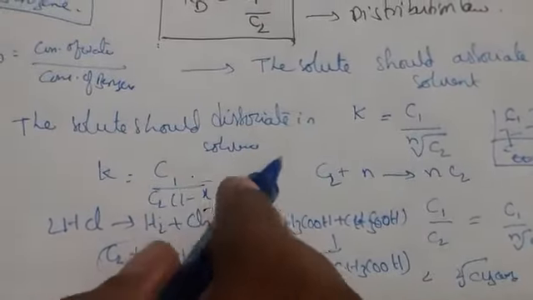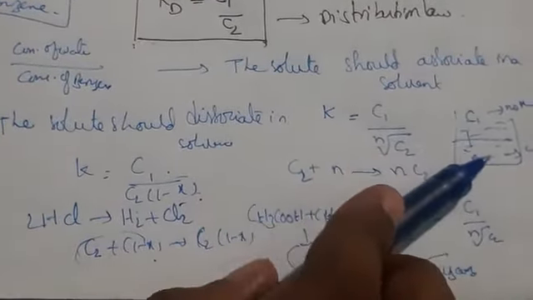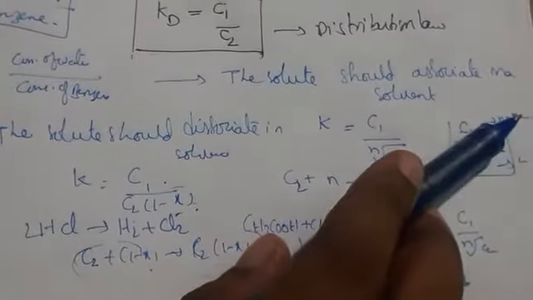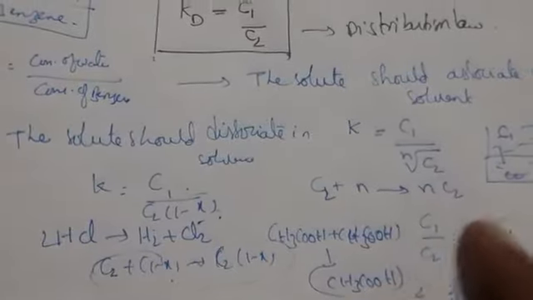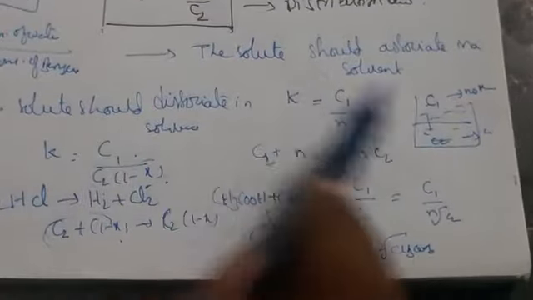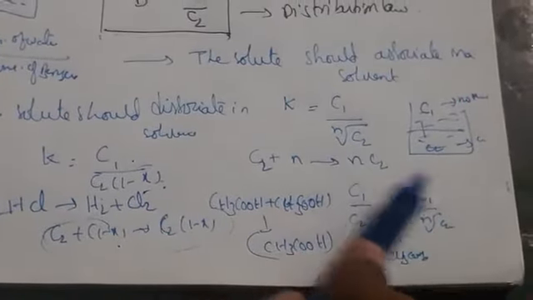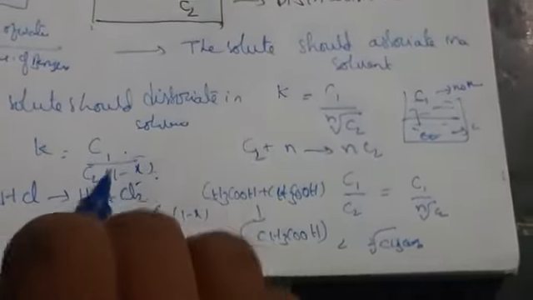So what is happening? The solute you are taking between phase 1 and phase 2, there is no change in phase 1, but there is a change in phase 2. So one thing you observe here, when you do association or dissociation, the first phase is not going to change. It is changing only in the second phase. That's why I'm taking the concentration C2 here.